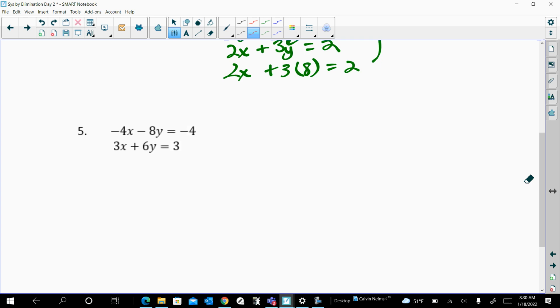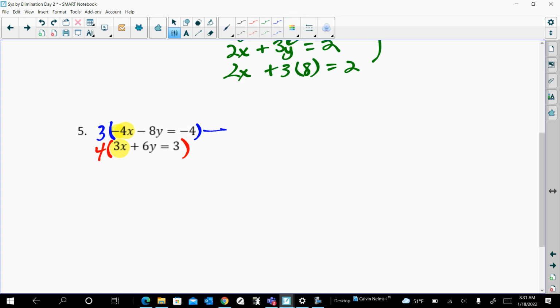Which term could we create an opposite for? Should we try to create an opposite for the x or for the y? The x, those are the smallest ones. Yeah, look, we got a 4x and we got a 3x. What would I need to multiply to create an opposite? What multiple do 4 and 3 have in common? 12, exactly. So the top one has to be multiplied by 3, okay? And the bottom one has to be multiplied by 4.